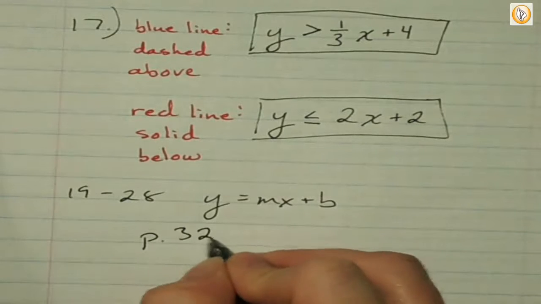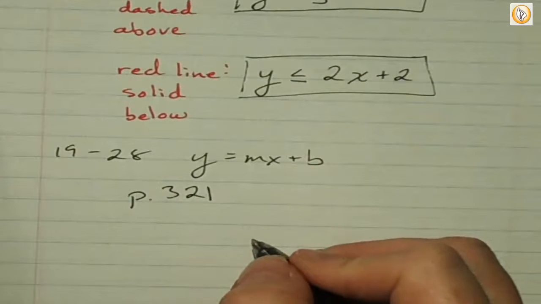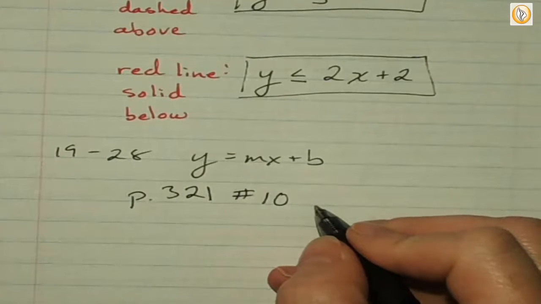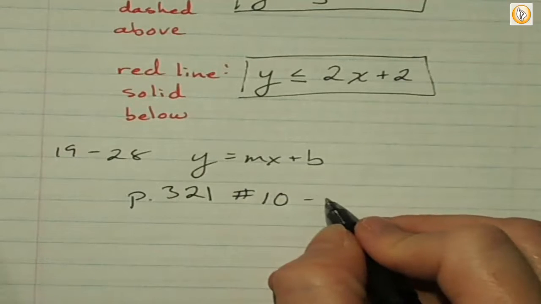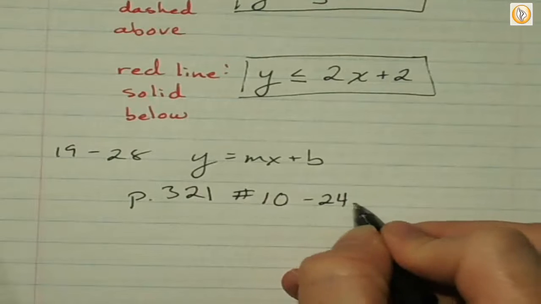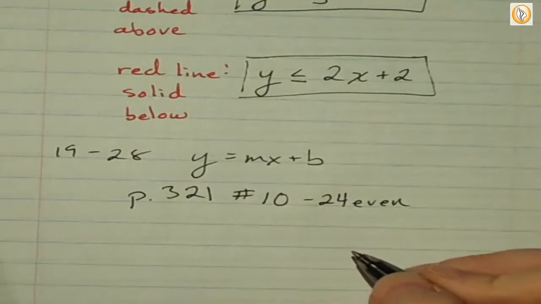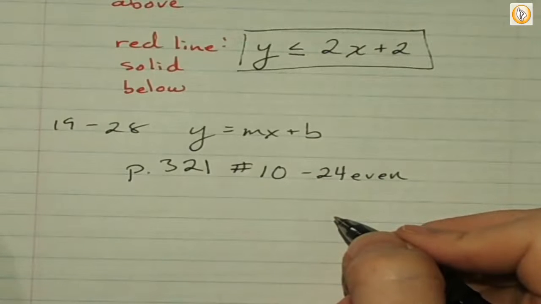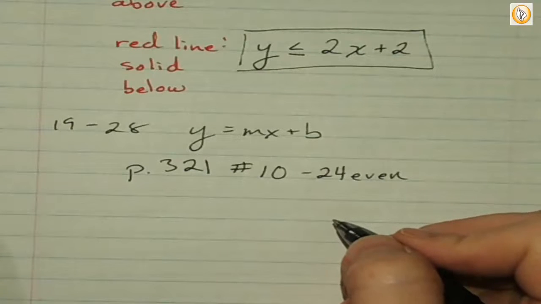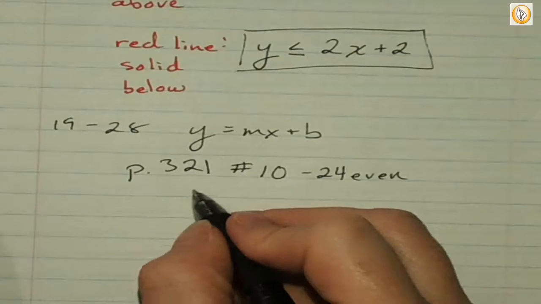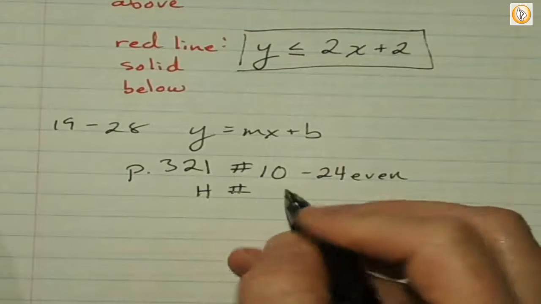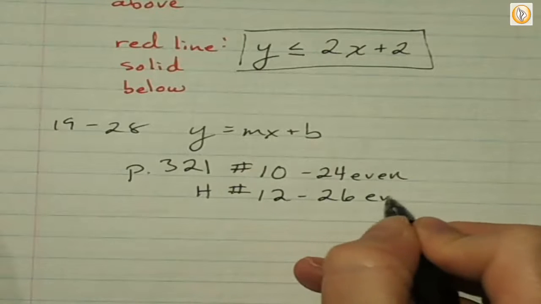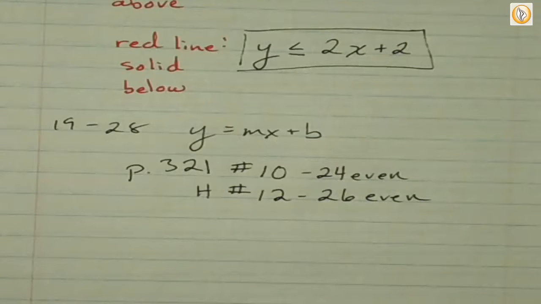Page 321. You're going to be doing numbers 10 through 24 even. And actually, I changed my mind. Honors, 12 through 26 even. Let's see how you do. Let's go.